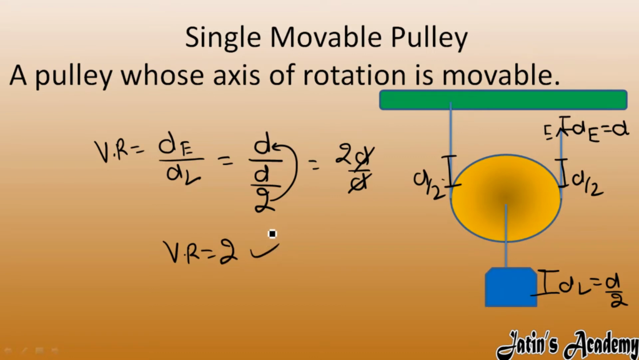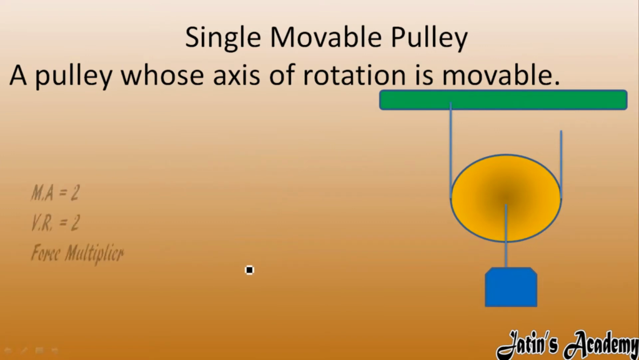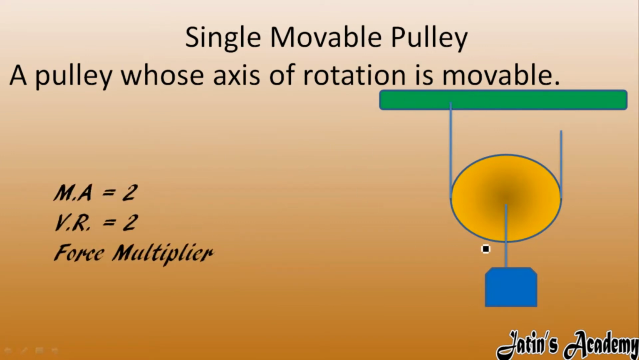Mechanical advantage we already calculated as 2. Velocity ratio we have calculated as 2. So when velocity ratio and mechanical advantage is 2, this movable pulley, single movable pulley, acts like a force multiplier, because we know that when mechanical advantage or velocity ratio value is greater than 1, that machine acts like a force multiplier. Force multiplier means what? Here if you want to raise the load of 50 kgf, you have to apply only the force of 25 kgf. So here half of the effort is saved. This is called a force multiplier.